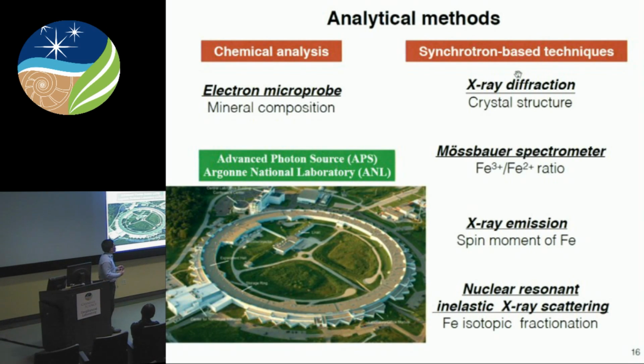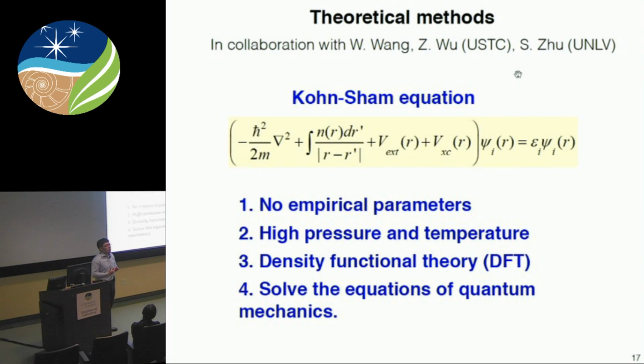And we also use a variety of analytical methods, for example, the electron microprobe to study the compositions of our run products, and several synchrotron techniques like X-ray diffraction to understand the structure of our sample and monitor the structure, phase transition, and also spin transition with this technique. And we use Mossbauer spectroscopy to determine the Fe3+ to total iron ratio in our sample, and use X-ray emission to monitor the spin transition under pressures, and use this nuclear resonant inelastic X-ray scattering technique to study iron isotopic fractionation.